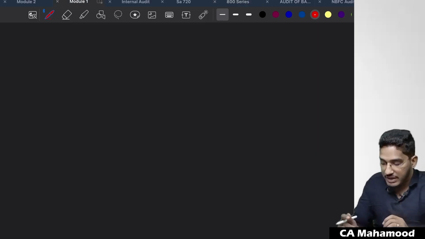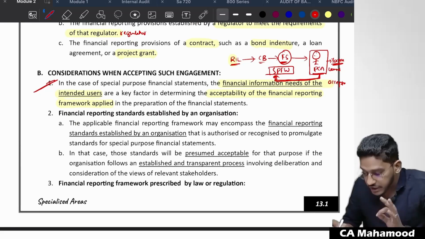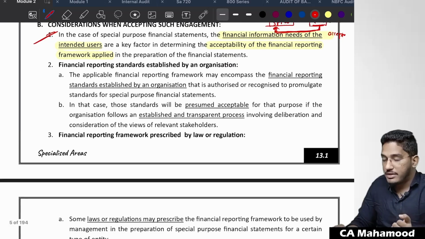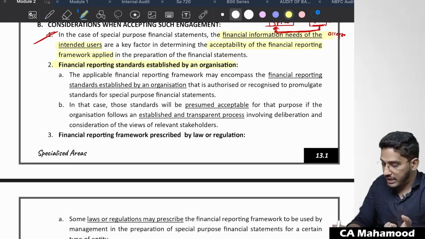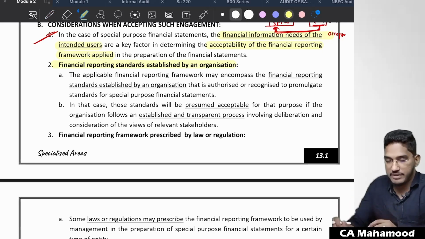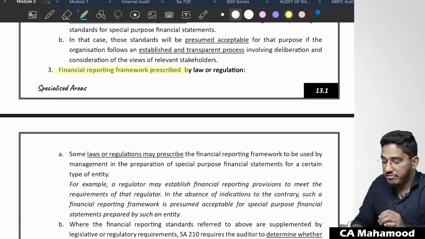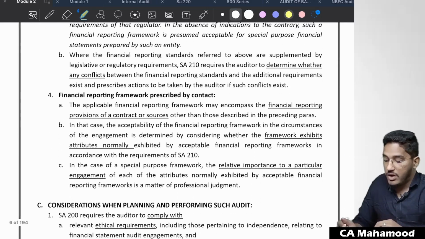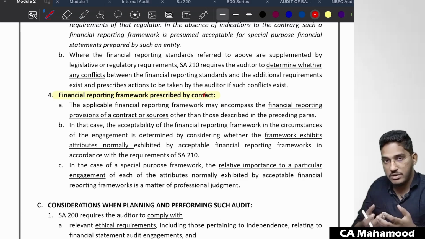So the same thing they say here. If you come back to the standard, first we need to determine whether the financial reporting framework is acceptable or not. And as I have told, that special purpose framework might come from financial reporting standards established by an organization like ICAI. Or it might have come from a financial reporting framework prescribed by some law or regulation. Or that financial reporting framework might have come under a contract.